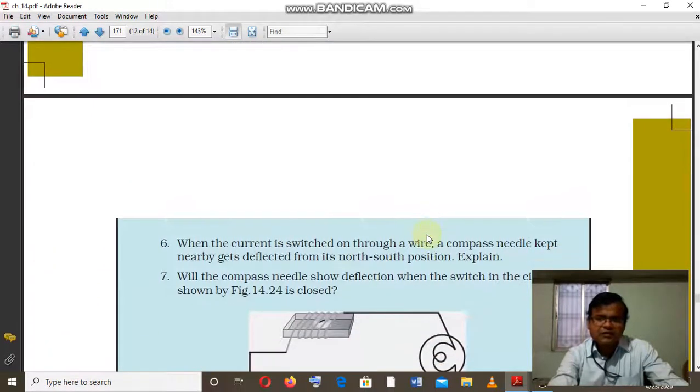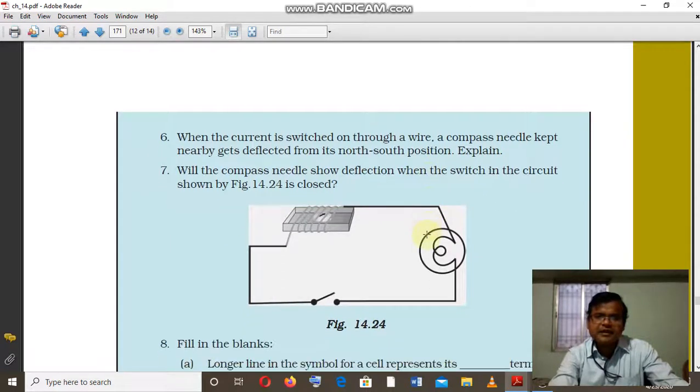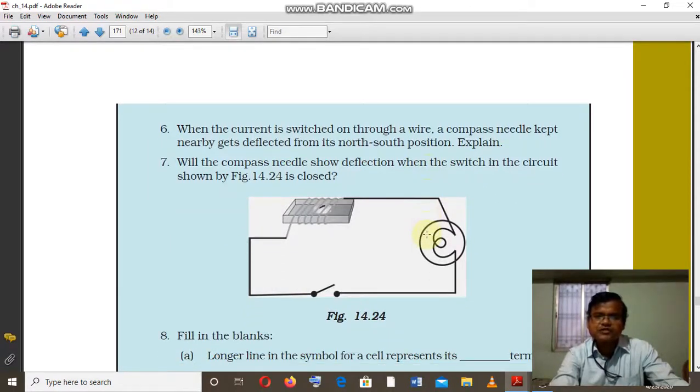Question number 6. When the current is switched on through a wire, a compass needle kept nearby gets deflected from its north-south position. Explain. When the current flows through the circuit, a magnetic field is produced around it. The magnetic field causes the deflection in the needle of the compass, and this effect is called the magnetic effect of electric current.